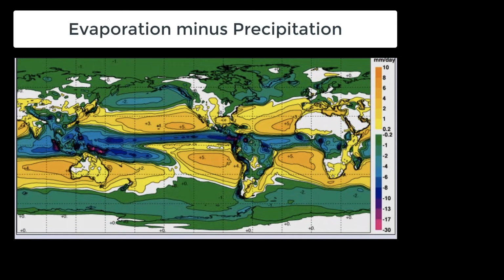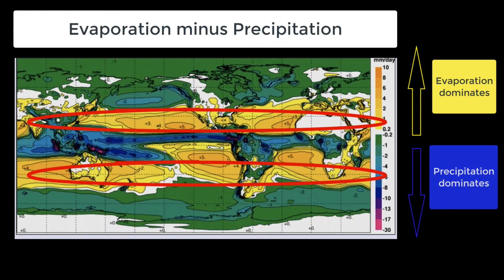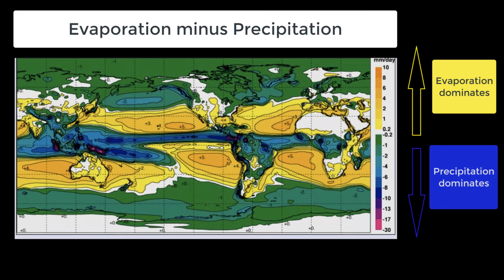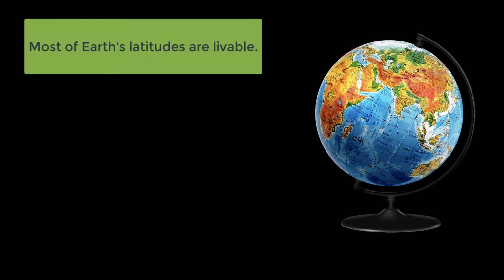But if we go back to the maps of precipitation and evaporation and combine them, we get a map that looks like this that shows where evaporation or precipitation dominates. As I mentioned, precipitation dominates at the equator and evaporation dominates at bands near about 30 degrees north and south, the Tropic of Capricorn and the Tropic of Cancer. Not only is this trend important for understanding why the world's deserts are located where they are, but it helps explain why most of the Earth's latitudes are inhabitable by humans.